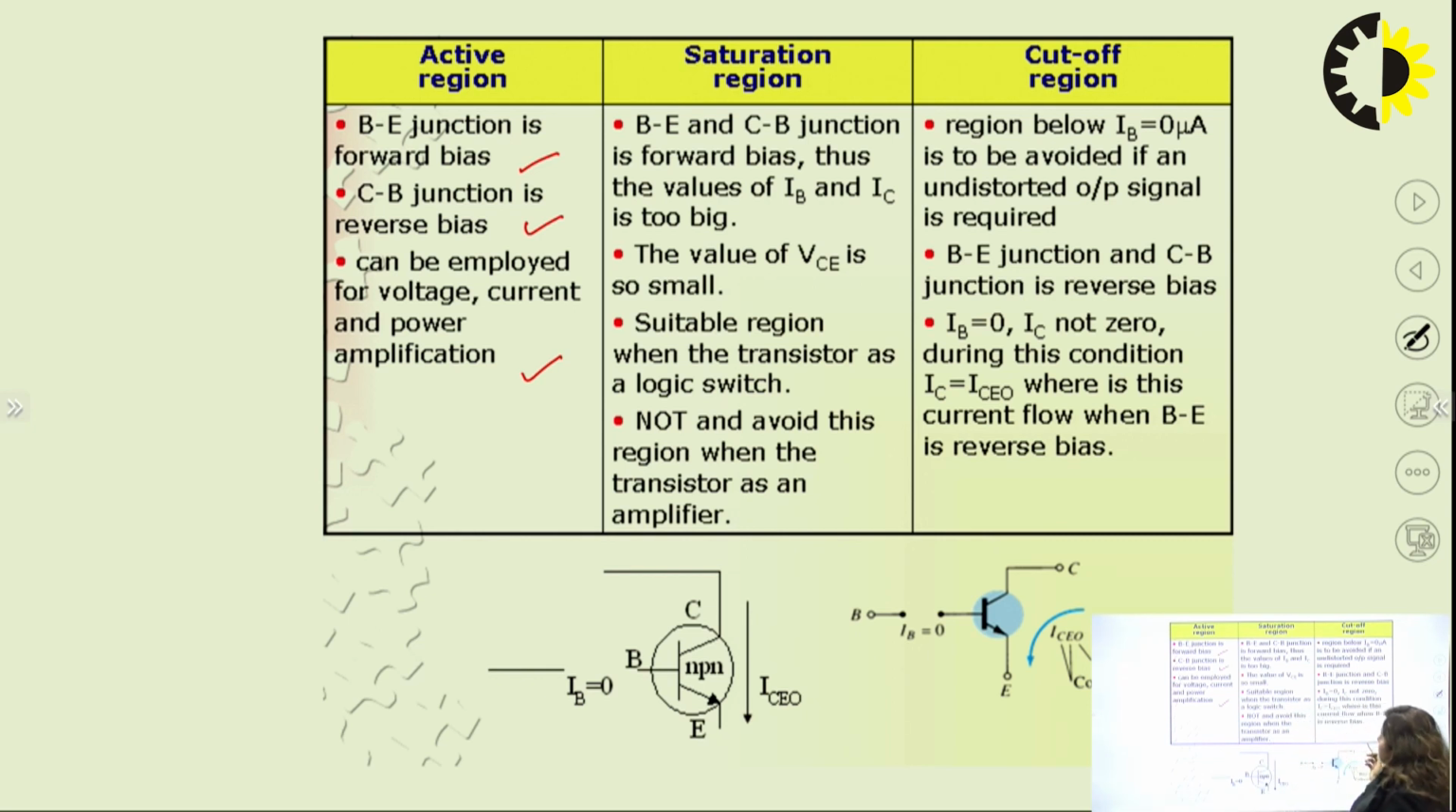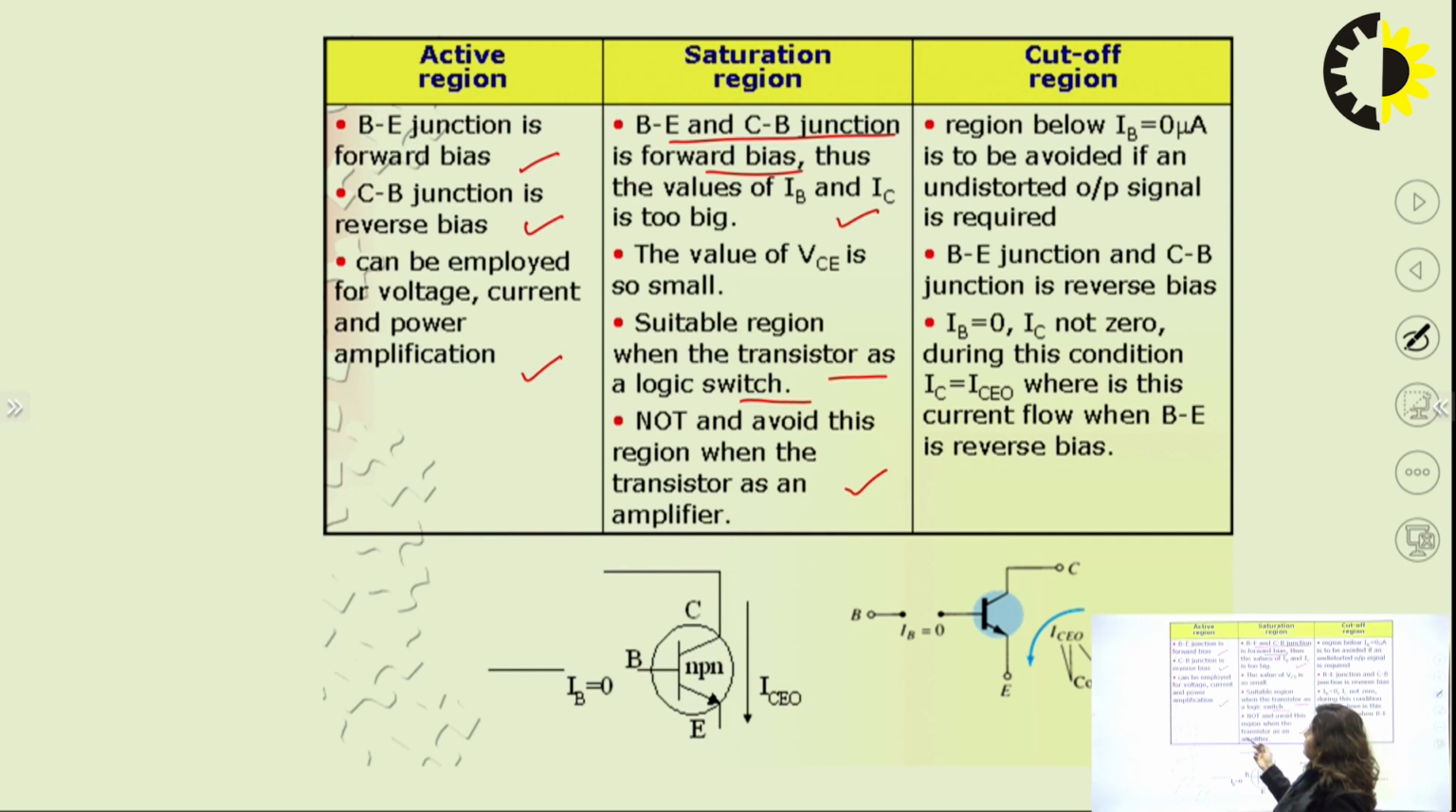The second one is the saturation region. Here the base and emitter and collector and base junctions are forward biased. Thus the values of IB and IC are too big here, so the value of VCE is very small in the saturation region, and it is the suitable region when the transistor is acting as a logic switch. So this region is usually used for a logic switch, and avoided when the transistor is used as an amplifier.